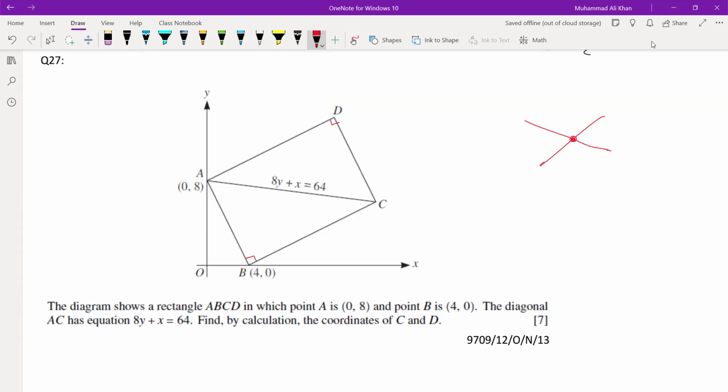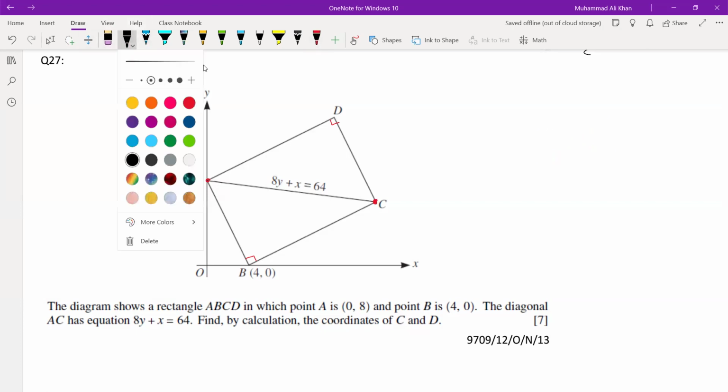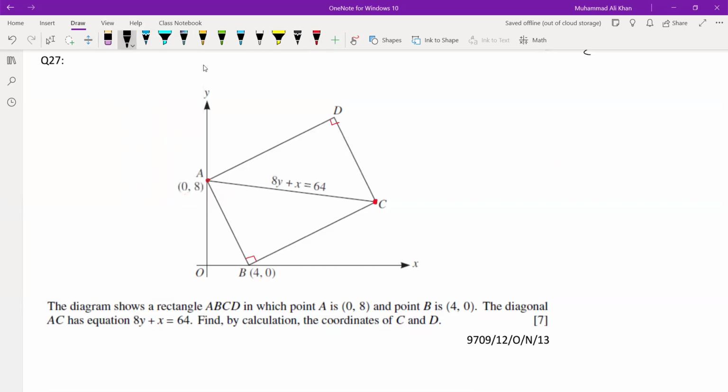Yes or no? So now here, first I am focusing on this C. I am calculating the coordinate of C. How? Listen. How to calculate the coordinate of C? For this, you see, we have the line AC. Is the line AC present? Yes or no?